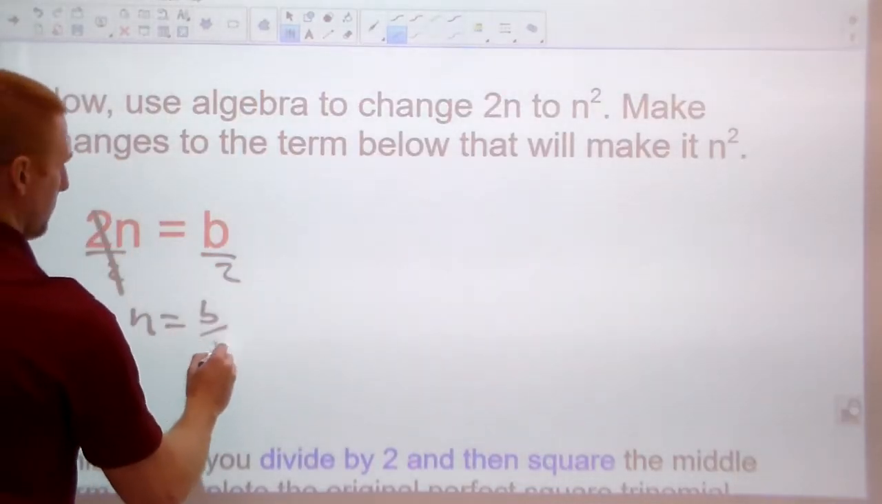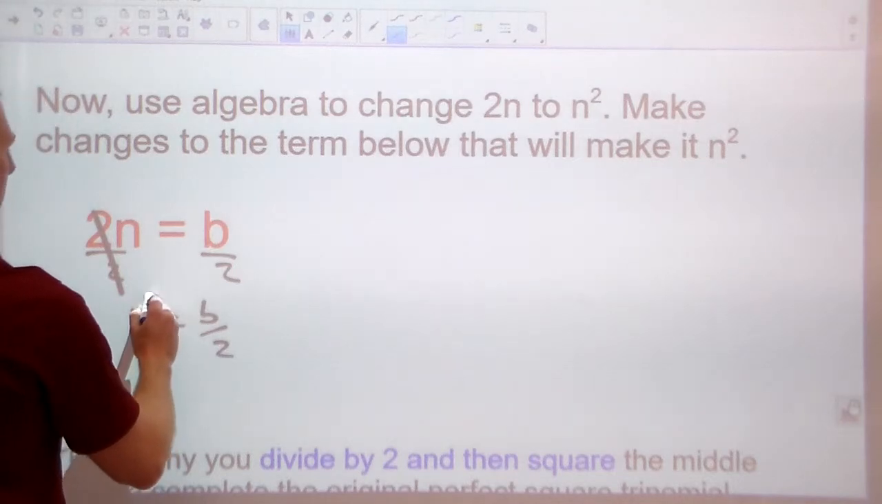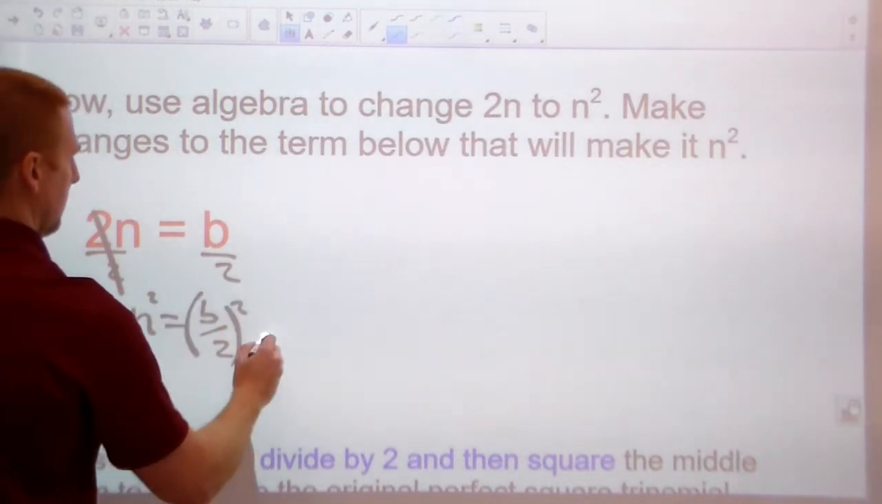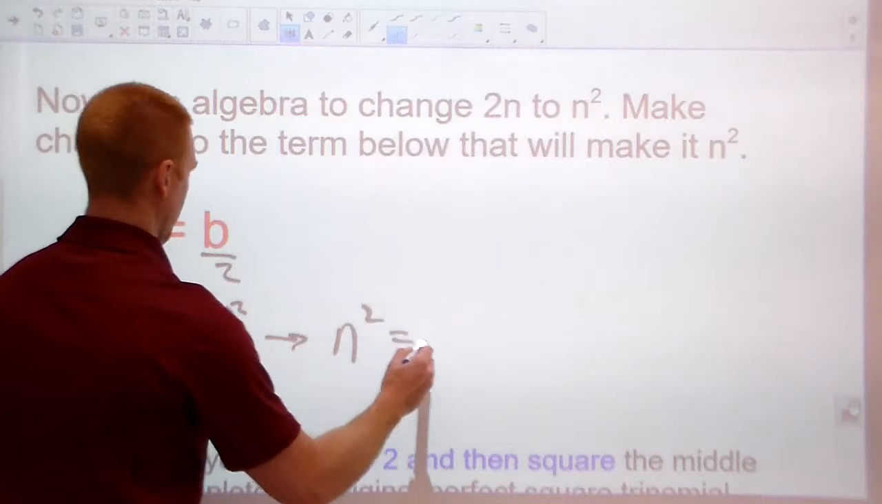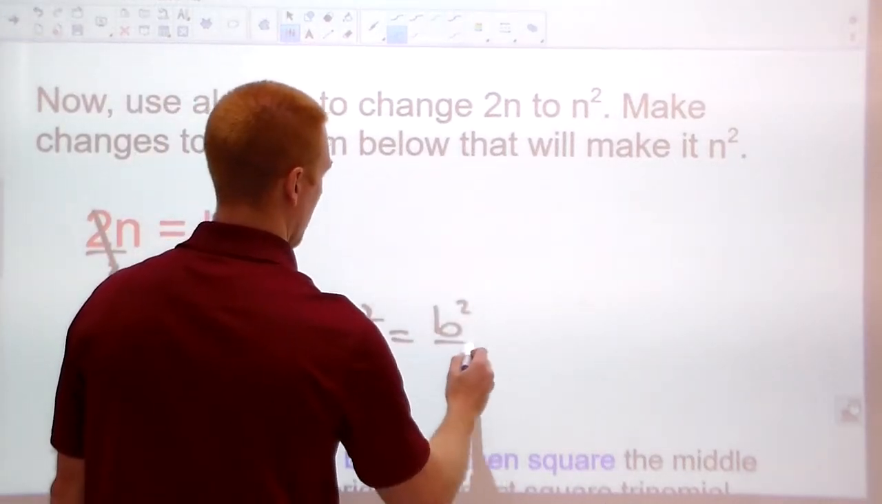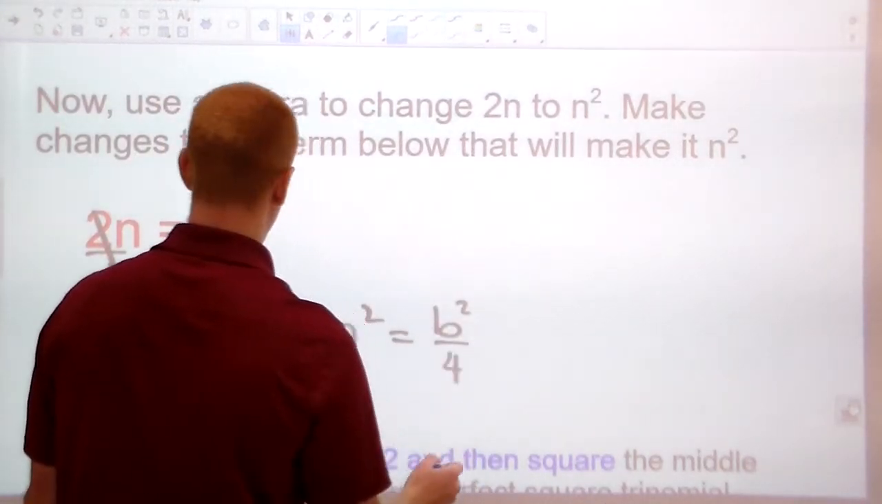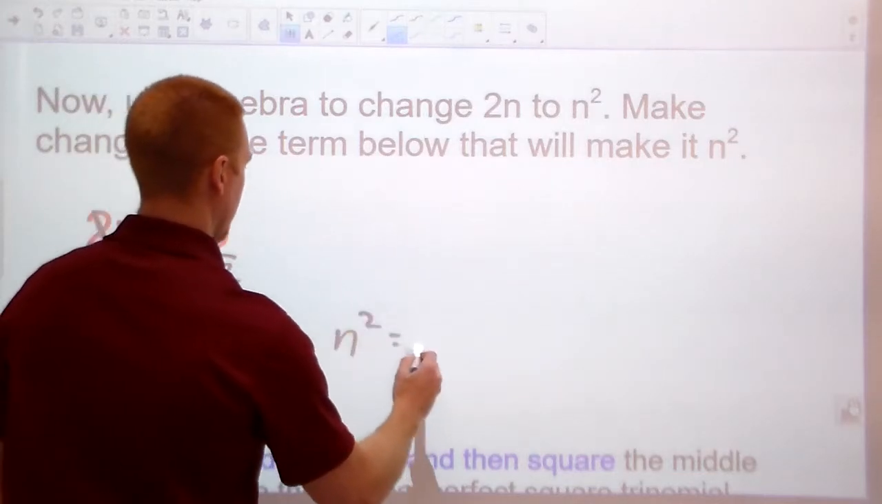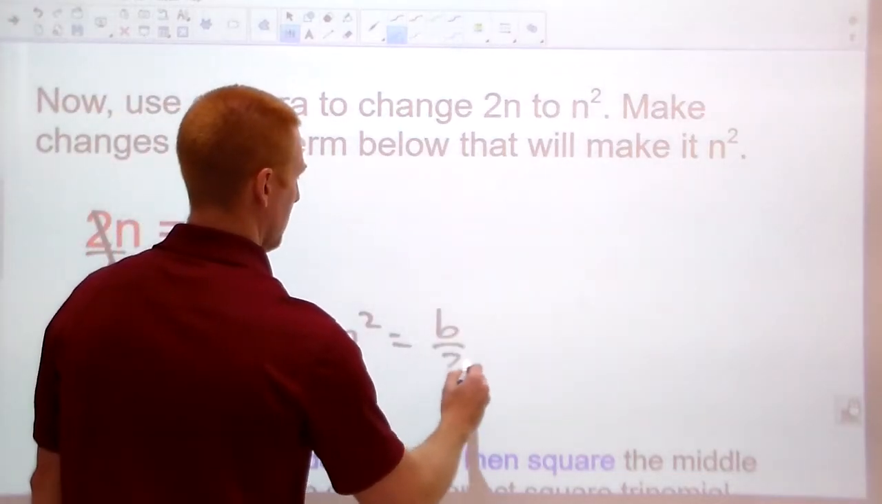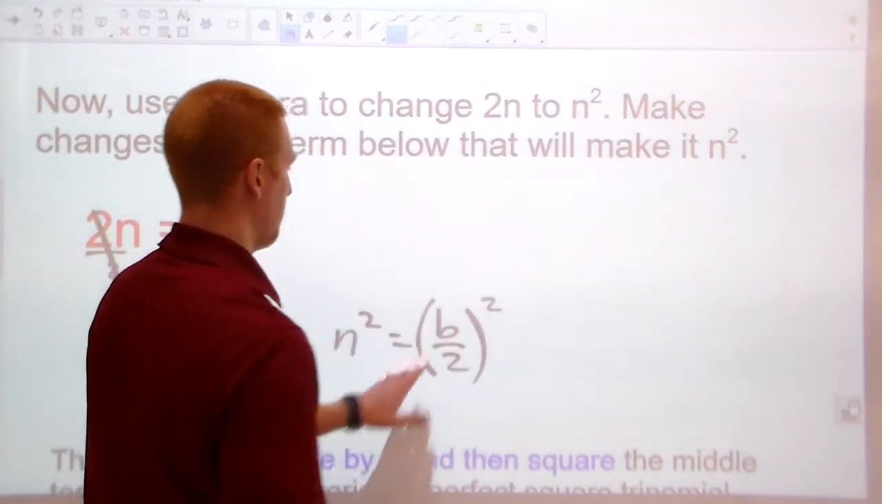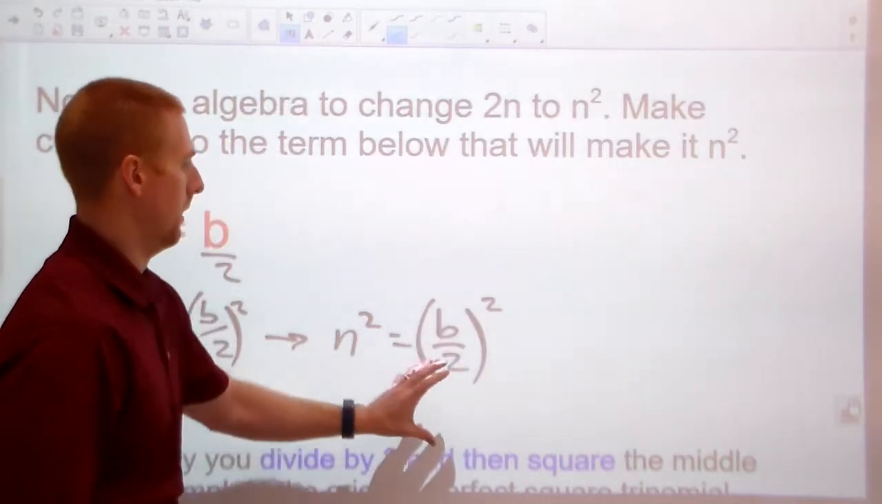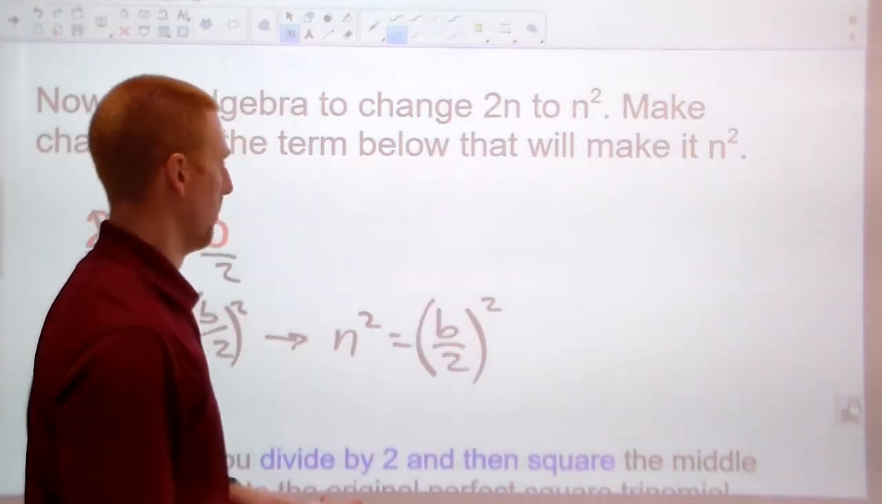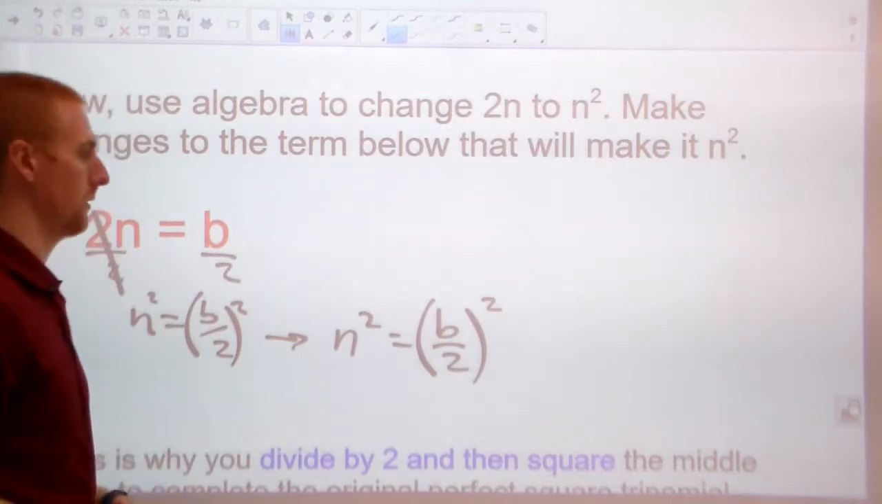n is going to be b over 2. And if I want to get n squared, I'm going to square both sides. So n squared is b squared over 4. So n squared, and I'm just going to leave it this way, is (b over 2) squared. I could expand that and get b squared over 4, but I think this is going to be a little more helpful to explain the process.